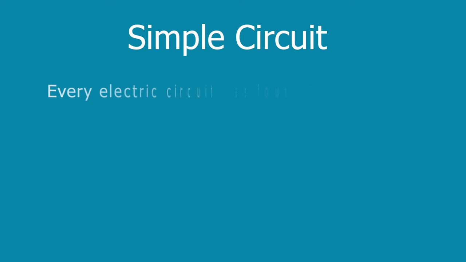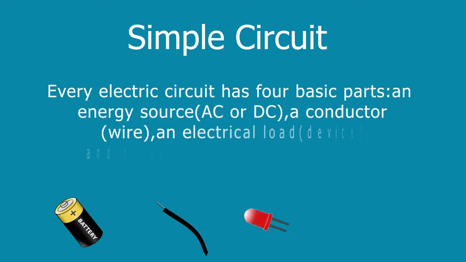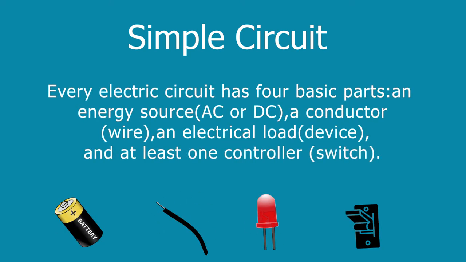A simple circuit. Every electric circuit has four basic parts: an energy source, AC or DC, a conductor, wire, an electrical load device, and at least one controller switch.